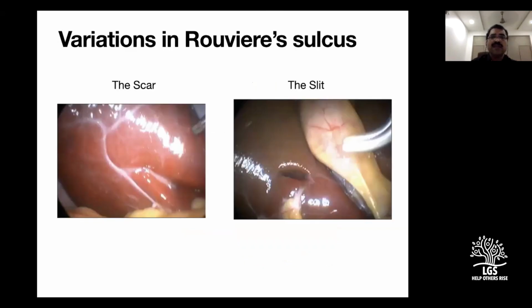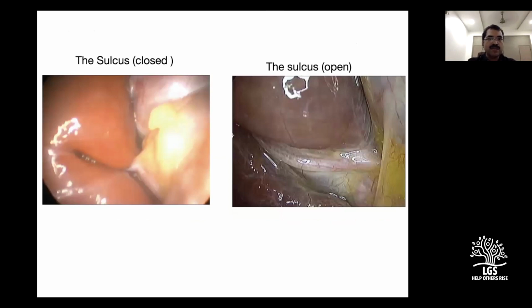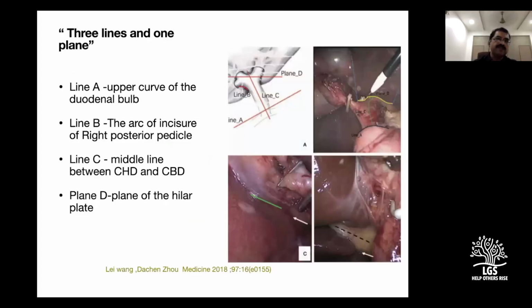So there are various types of Rouviere's sulcus described. One is a scar type, where there is not much exposure of the bile duct. Then there is a slit, where the proximal part is not seen, it is covered by parenchyma, or the distal part will form a slit. Or it can be a closed type of sulcus, or it can be a very open type of sulcus.